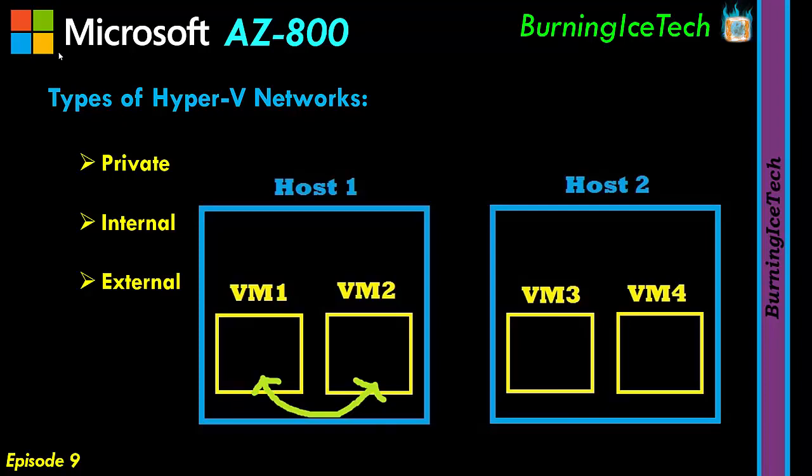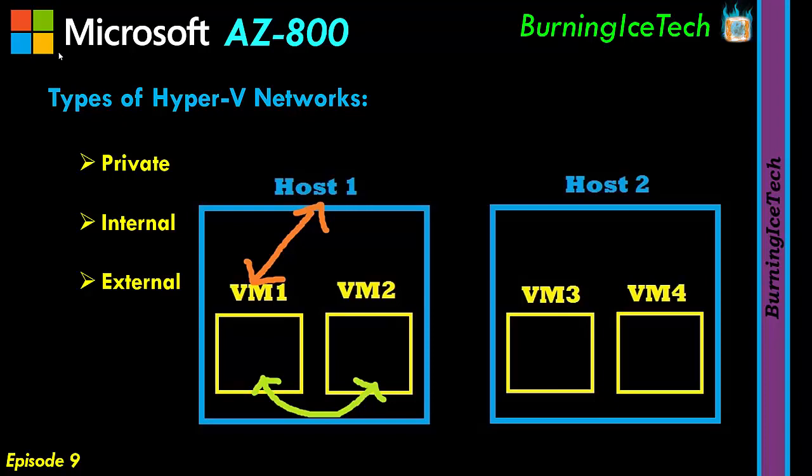Now internal, besides virtual machine 1 being able to communicate with other virtual machines on that host, it also allows virtual machine 1 to communicate with the host on which it's being hosted. But with both internal and private, the traffic never actually leaves that host, being host 1 in this case. So in that case, I don't actually need a physical network card because the traffic will never physically leave that host.